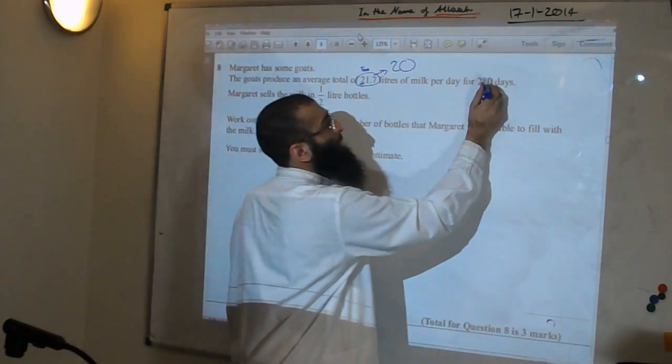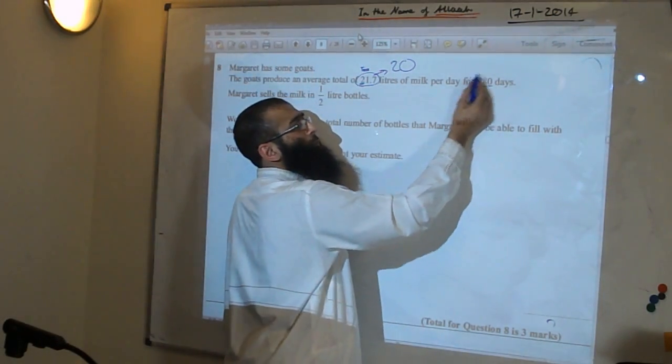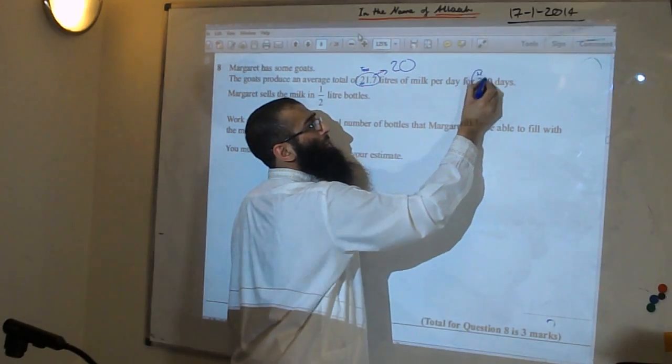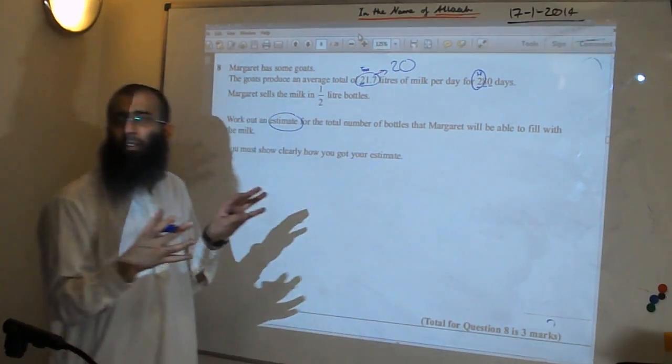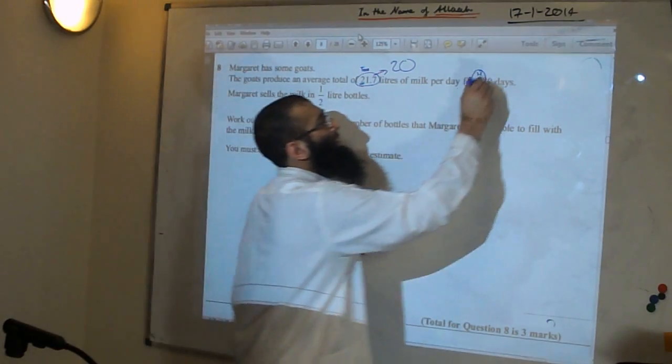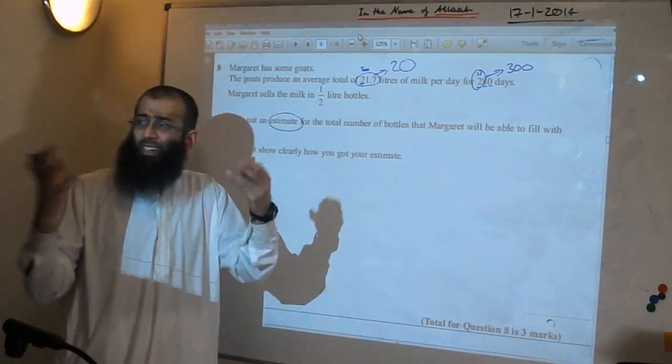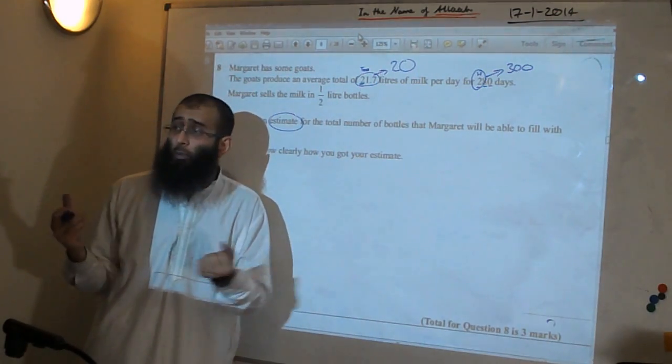Right, Rutaba, what's the highest place value for this number? It's in the hundreds. So if you round off 280 to the nearest hundreds, what do we get? 300. Another nice chunky number. Nice numbers are easy to deal with.